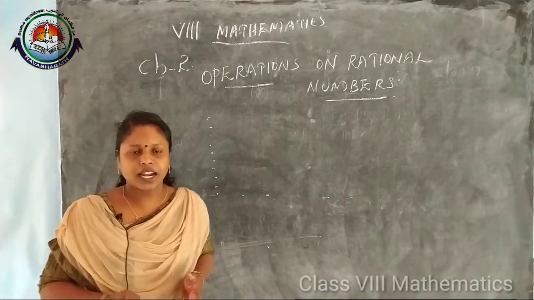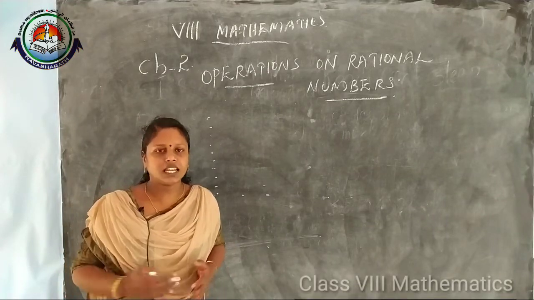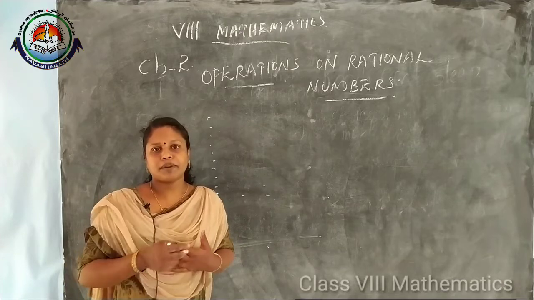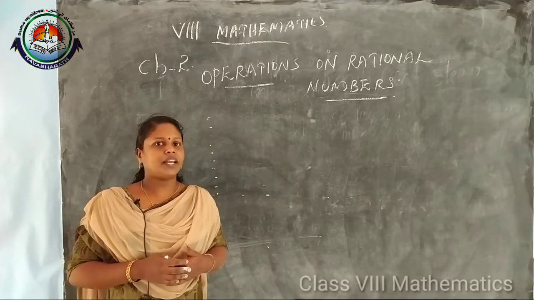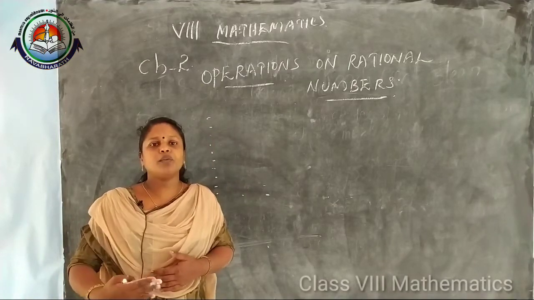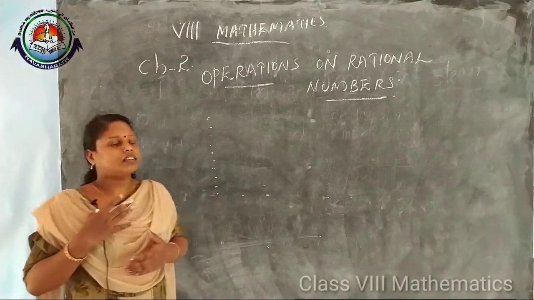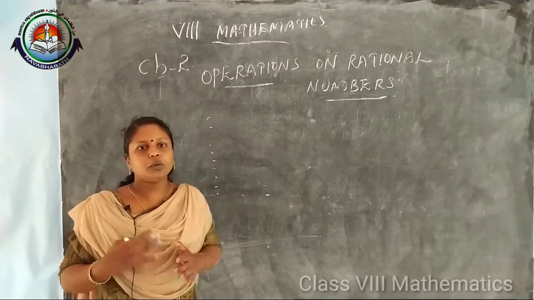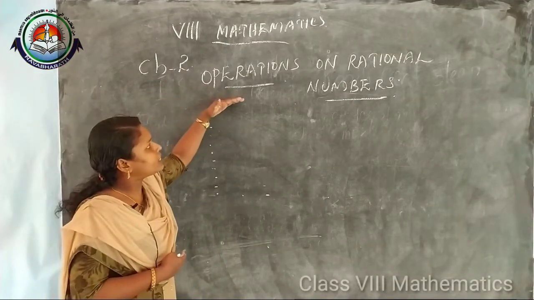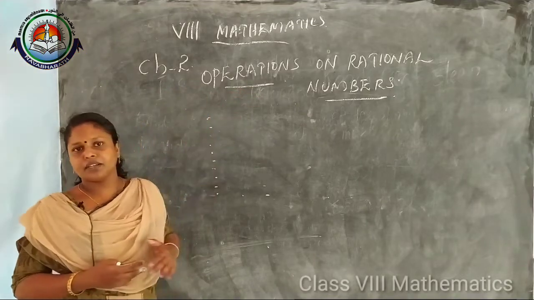In the last two classes, we discussed rational numbers, their properties, and how to represent a rational number on a number line. That was our first chapter. Now we are moving to our second chapter, which is also related to rational numbers. The name of the chapter is Operations on Rational Numbers.